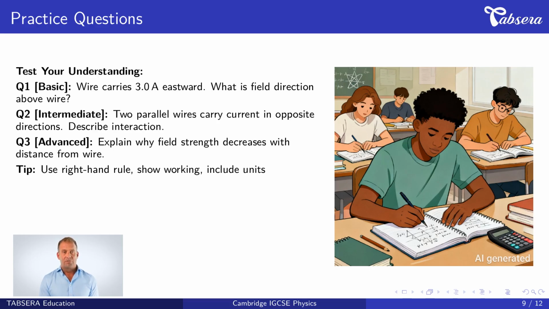For all questions, remember to use the right-hand rule consistently, show your working clearly, and include units where appropriate. Write your answers now before looking at the solutions.